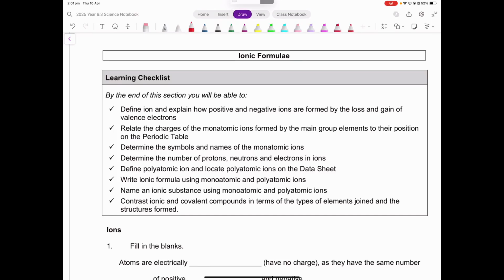Our job in this lesson is quite simple, okay? We are going to have a look at positive and negative ions, so this first pointer here, and how they are formed by the loss and gain of valence electrons. Now, all of these other things will come with time and with practice, but the key idea today is this one. We are looking at how positive and negative ions are formed and how it involves the loss and or gain of valence electrons.